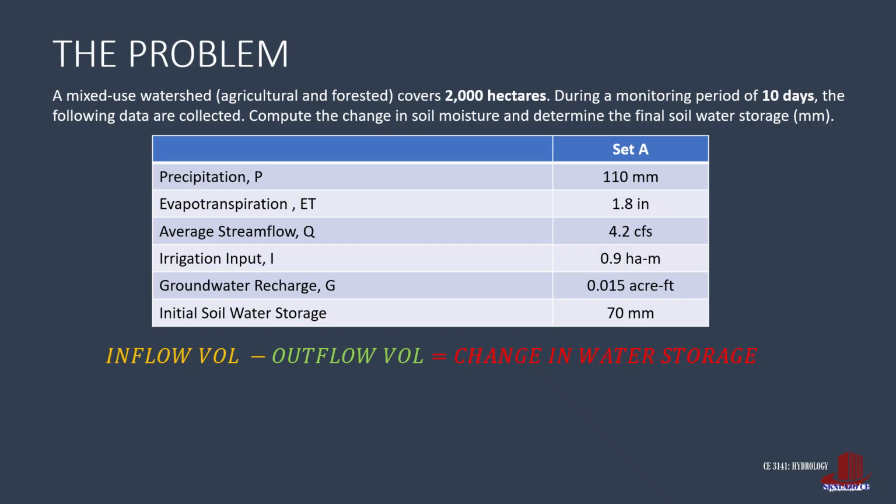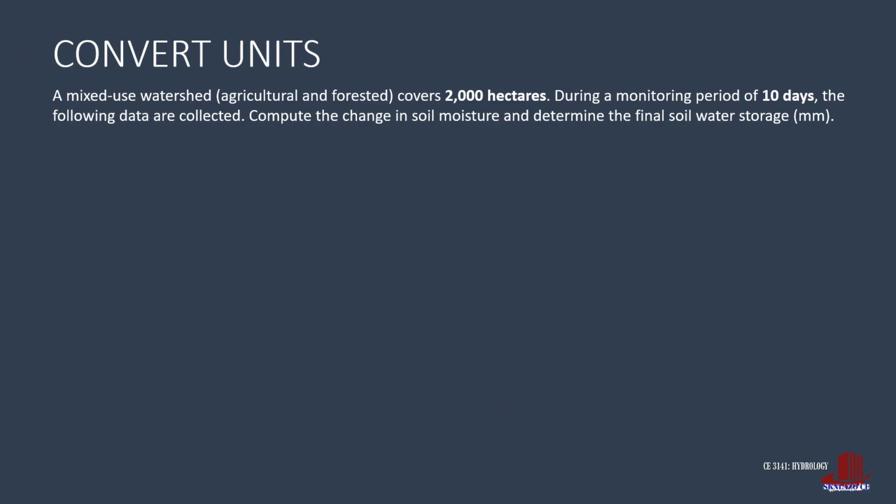Placing all values from the record, we complete the water budget equation as 110 millimeters less 1.8 inches minus 4.2 cubic meters per second less 0.9 hectare meter minus 0.015 acre feet as equal to the change of soil moisture. Having the equation, we can then compute for the unknown. However, each term has a unit different from others. Hence, we convert each unit to be similar with others.